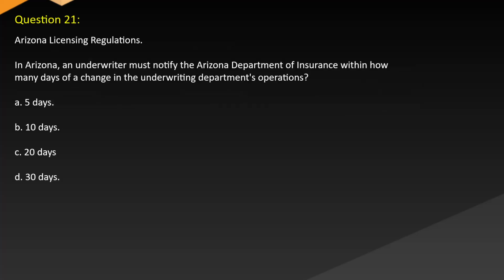Question 21. Arizona licensing regulations. In Arizona, an underwriter must notify the Arizona Department of Insurance within how many days of a change in the underwriting department's operations? A. 5 days. B. 10 days. C. 20 days. D. 30 days.